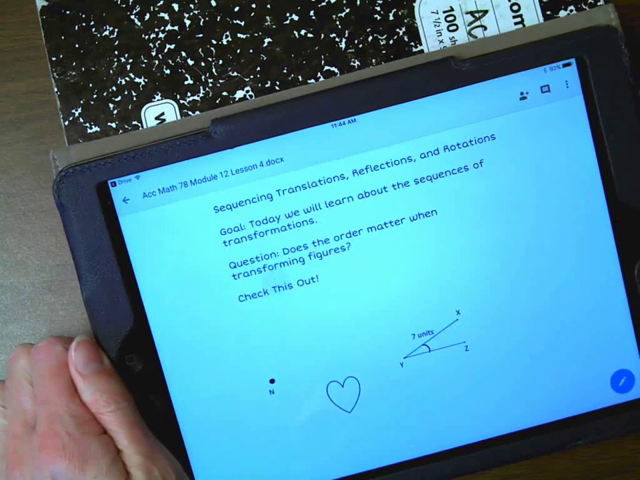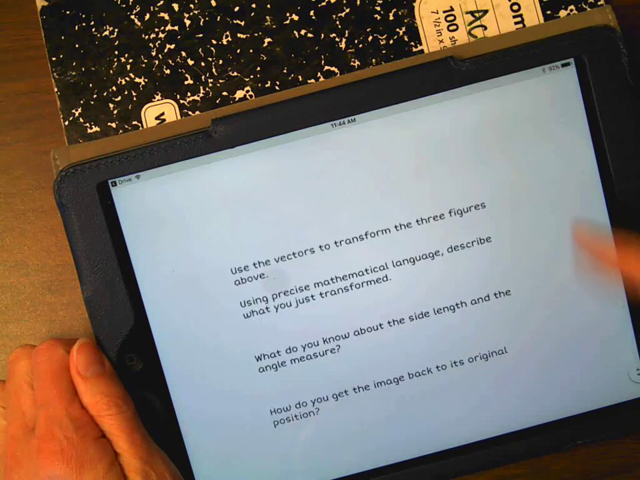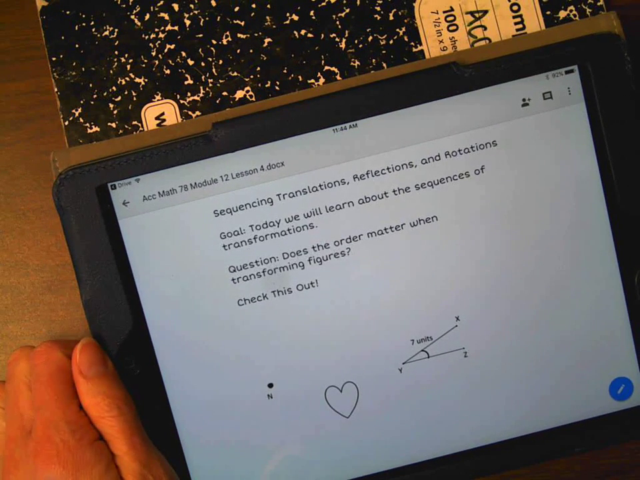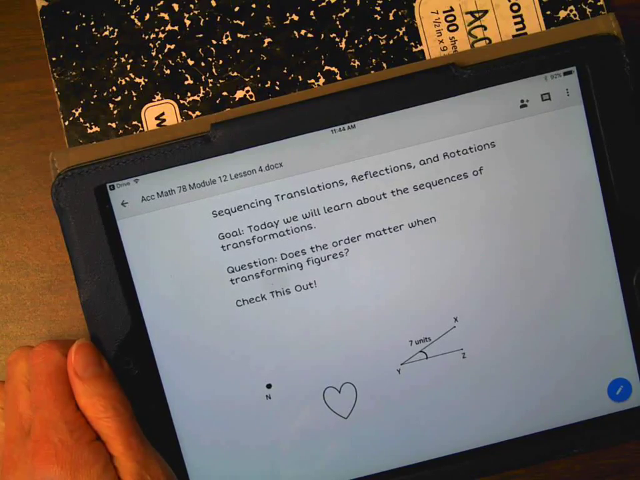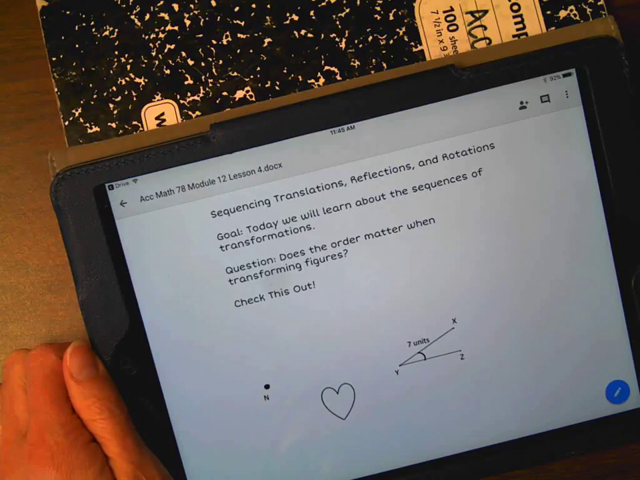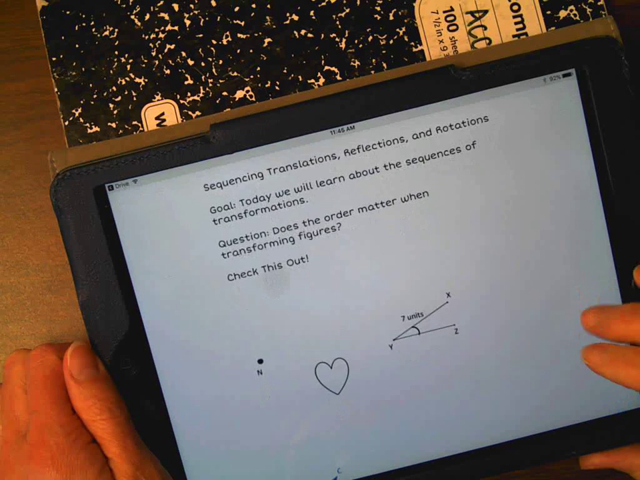So take a look at this really quickly. Here are our notes for today. As you can see, they're pretty short. Okay. So the title again, Sequencing, Translations, Reflections, and Rotations. The goal today: we will learn about the sequences of transformations. The question that I want you to be thinking about in this lesson is, does the order matter when transforming figures? Okay. So we're going to check this out.